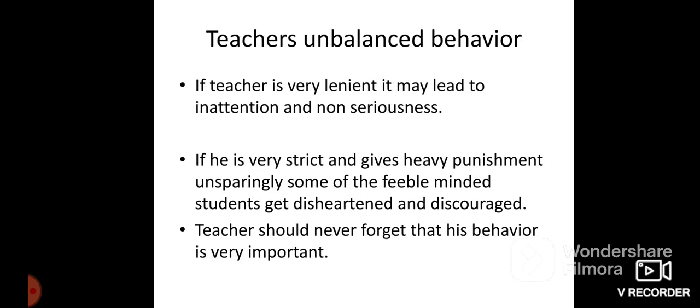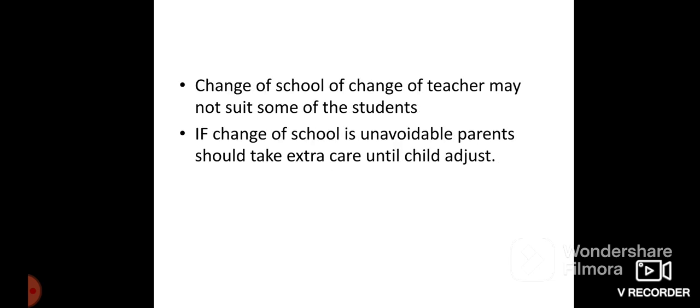And the teacher's unbalanced behavior. If the teacher is very lenient, it may lead to inattention and non-seriousness in the child. And if he is very strict and gives very heavy punishment unsparingly, some of the feeble-minded students get disheartened and discouraged. The teacher should never forget that his behavior is very important in teaching.